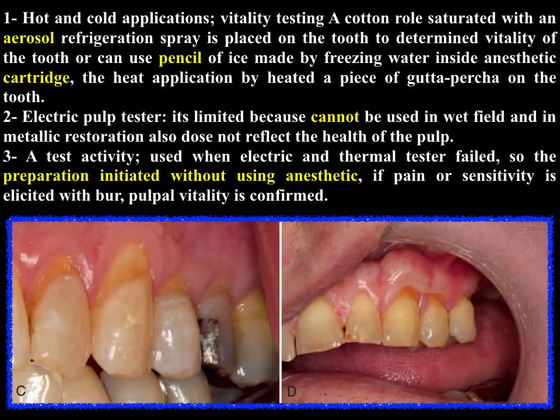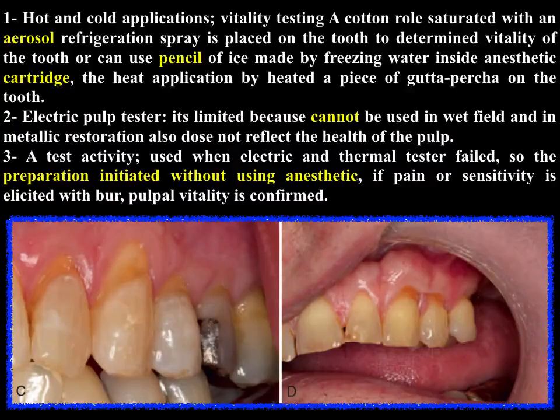Second test of the pulp: the electric pulp tester. It is limited because it can't be used in a wet field or on metallic restorations. It also does not reflect the health of the pulp, because the reading may be affected by the restoration and maybe affected by the periodontium.